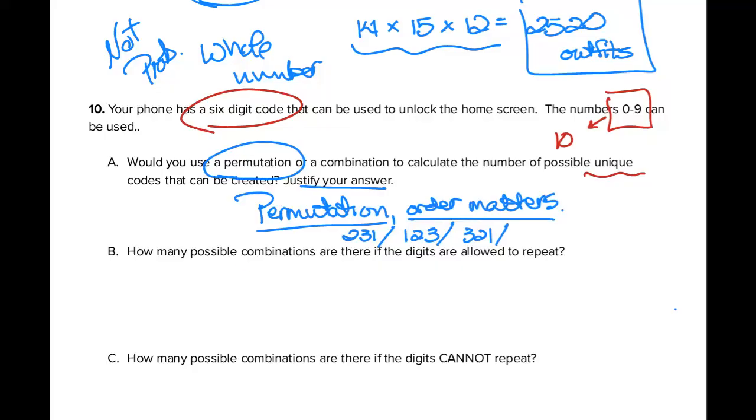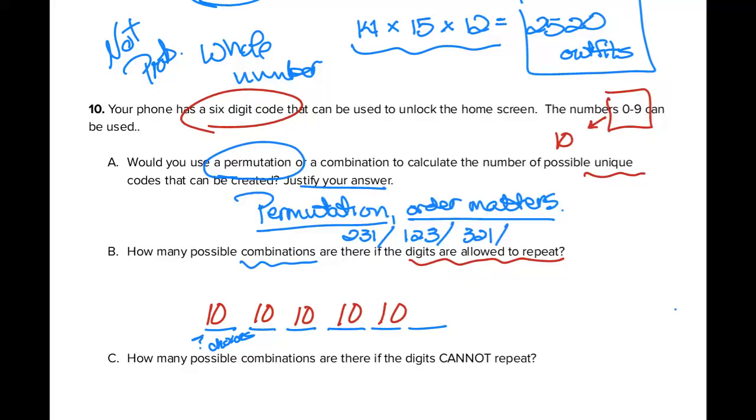Now, I don't like that we use that word combinations, because it's how many possible choices are there if the digits are allowed to repeat. So we have a 6-digit code and they are allowed to repeat. 1, 2, 3, 4, 5, 6. How many choices do I have for that first spot? If I'm using the numbers 0 through 9, you would have 10. The digits are allowed to repeat, so whatever I got in the first one, I can use it again. That means for the second one, I would also have 10. And for the third one, etc., etc.